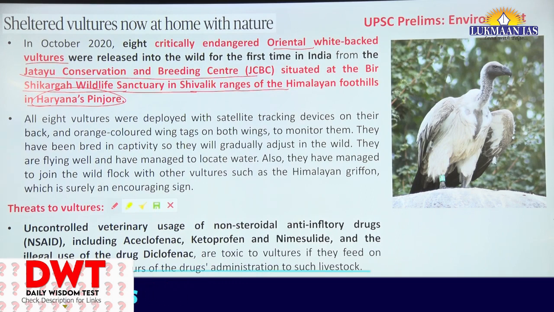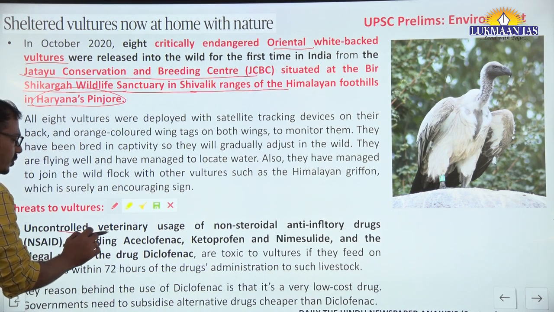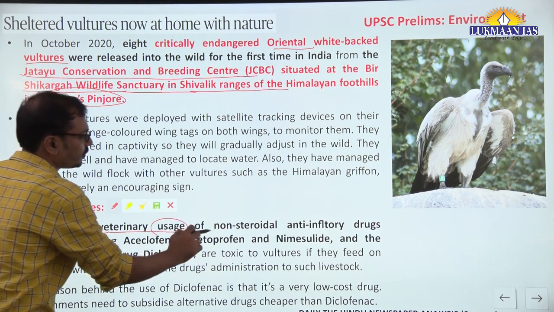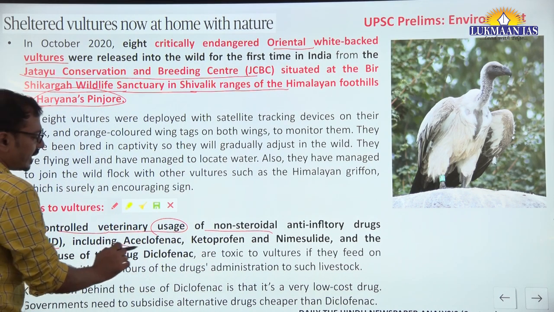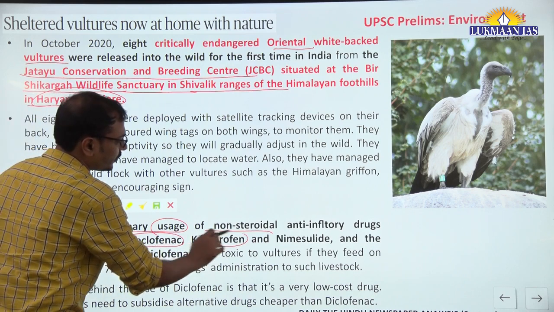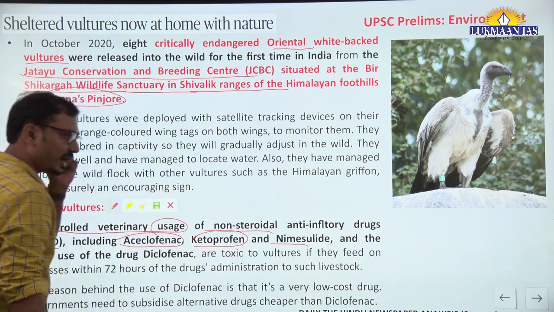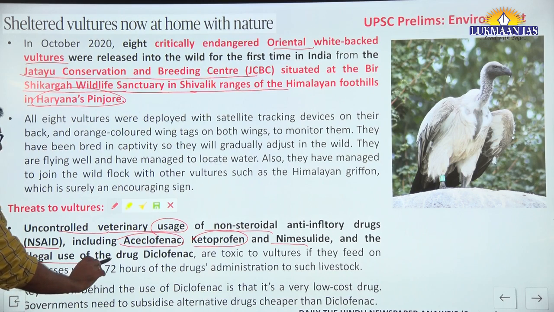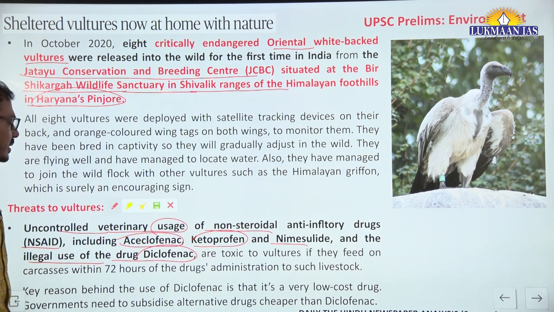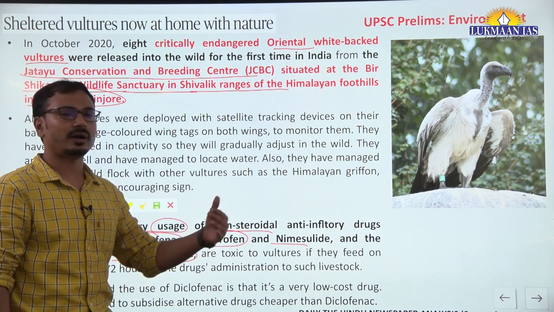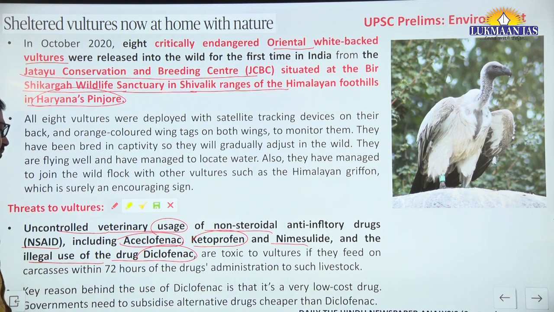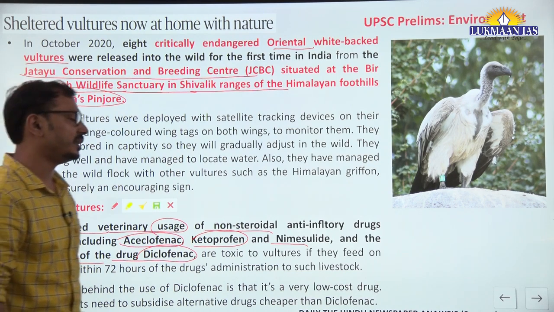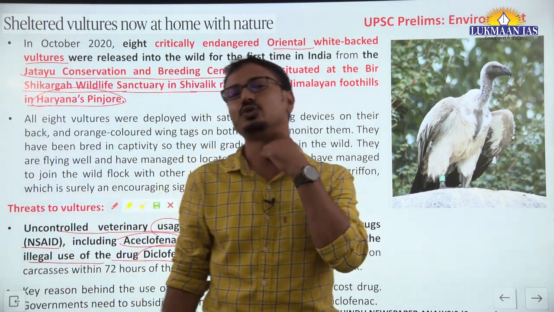Now what are the threats to vultures? Uncontrolled veterinary usage of non-steroidal anti-inflammatory drugs including aceclofenac, ketoprofen and nimesulide, and the illegal use of the drug diclofenac in India. Diclofenac is a banned drug for administration to cattle in India. Okay, so this diclofenac is actually a painkiller. It is used in painkillers.